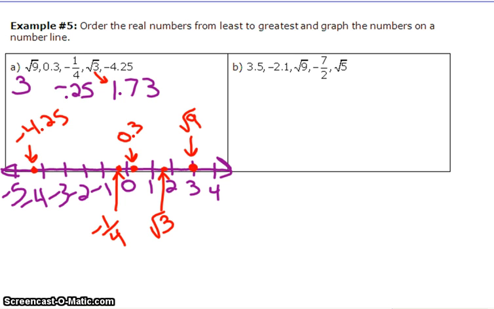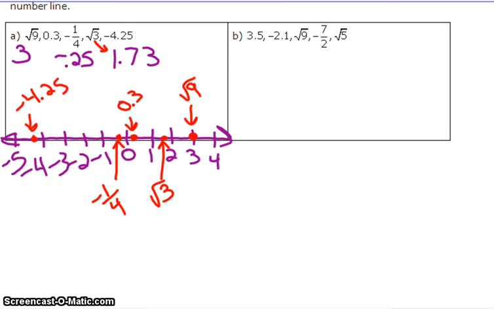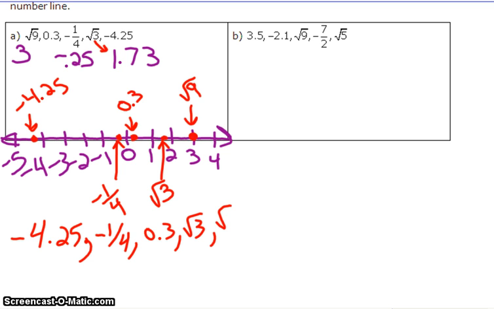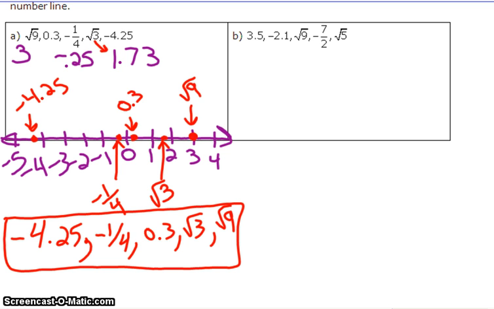I'm going to start from the left, going from smallest to greatest. And I have negative 4.25, then negative 1/4, then 0.3, then the square root of 3, and then the square root of 9. So these are my numbers in order. Now B, I would do the same thing.